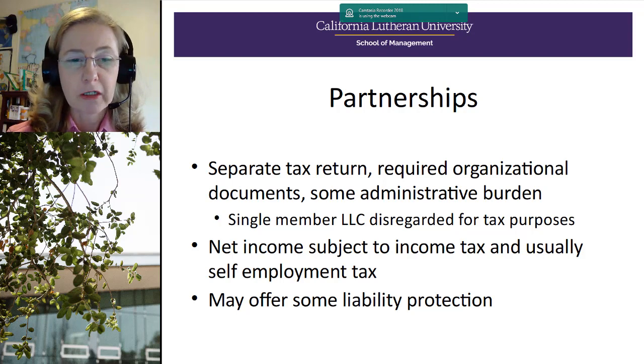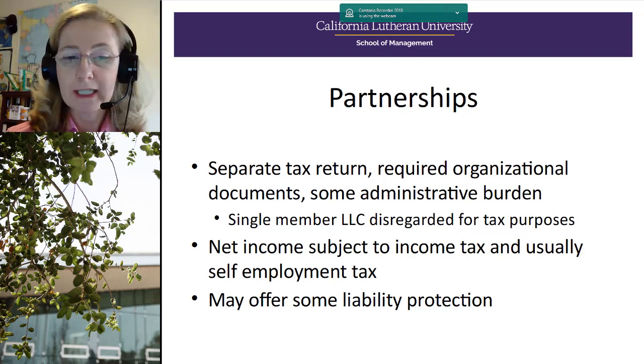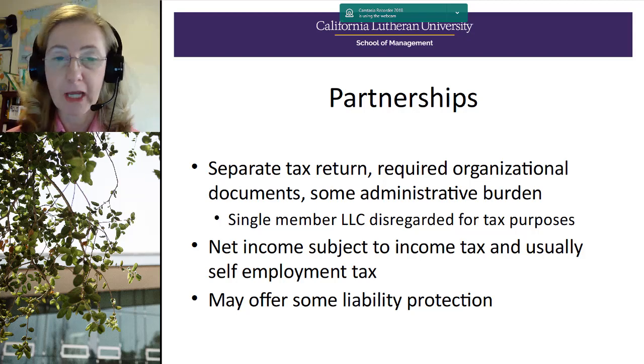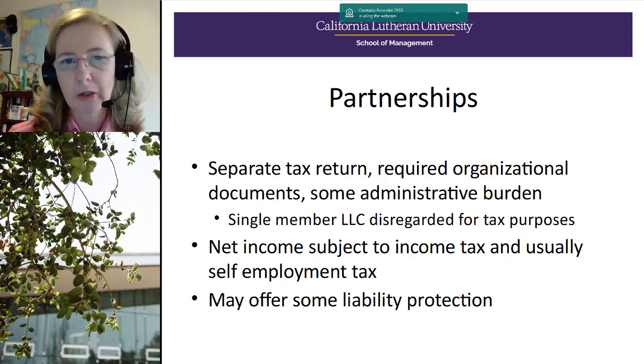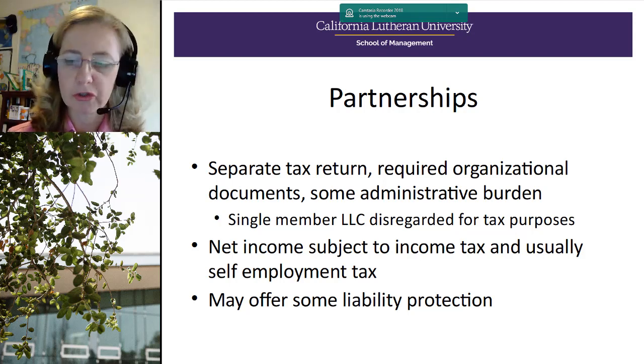In addition, on the flip side, offsetting this additional burden, is the fact that partnerships do offer some liability protection. Not a ton, and it depends on whether it's limited or general, but there is a little bit more liability protection compared to the sole proprietorship.